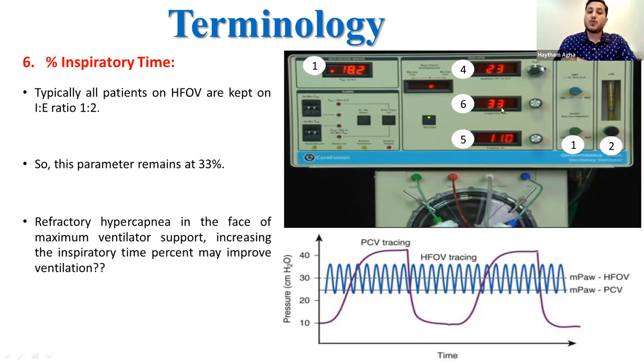Increasing this parameter will wash out CO2, but on the other hand, will decrease the time for moving gas out of the lung. So it gives a high incidence for gas leak to happen. So now we are talking about six parameters. Let's revise again. Bias flow around 10 to 20, frequency almost fixed at 10, inspiratory time almost fixed at 33. So we are dealing with only two parameters in high frequency oscillatory ventilation, and this is much easier than conventional mechanical ventilation: mean airway pressure controlling oxygenation, delta P controlling ventilation.